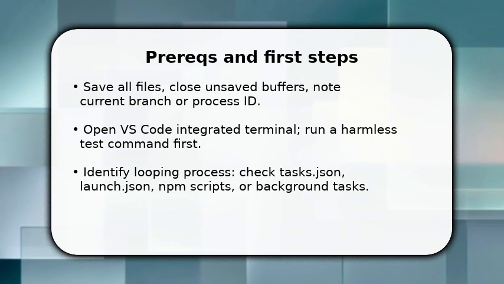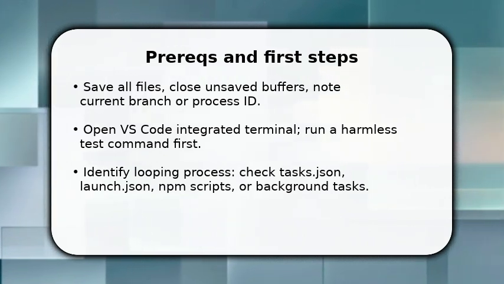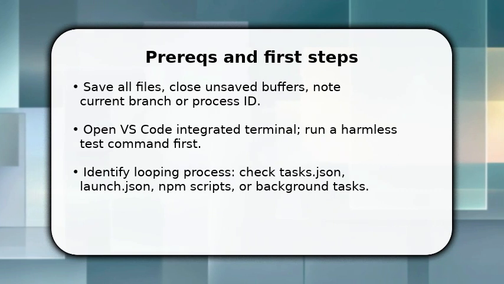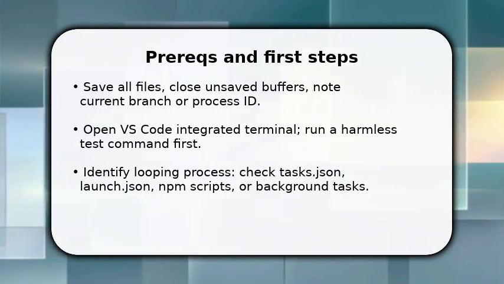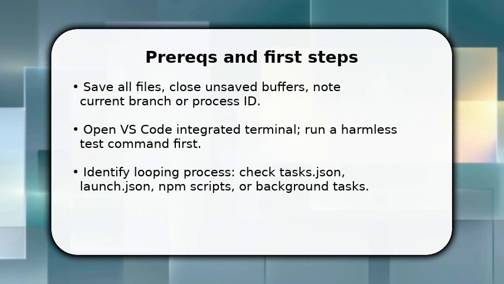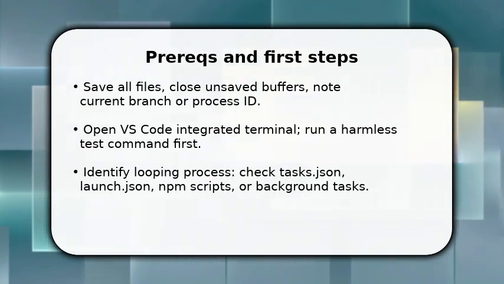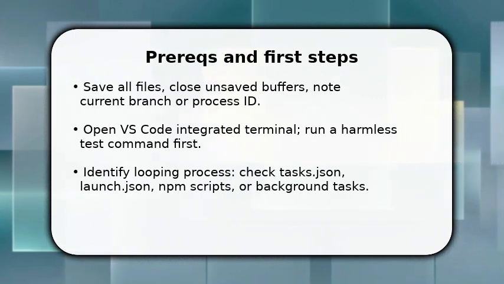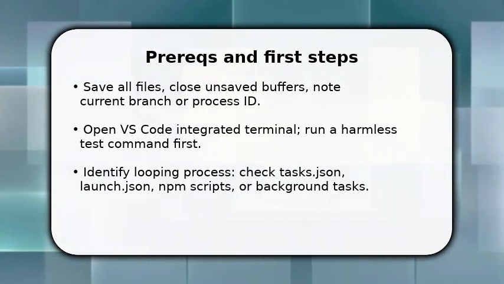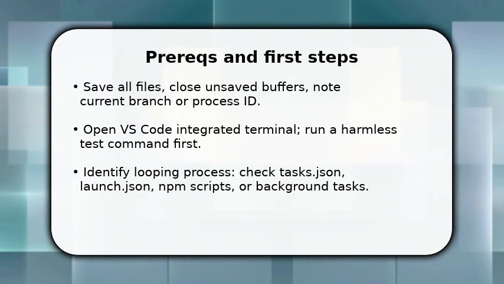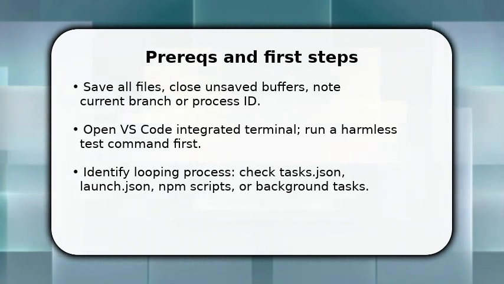Next, inspect tasks.json, launch.json, package.json scripts, and any watcher extensions, because these commonly trigger automatic reruns. Once done, note any process ID or terminal names. Make sure to keep one terminal dedicated for diagnostics, so you can safely stop processes without disrupting other work.